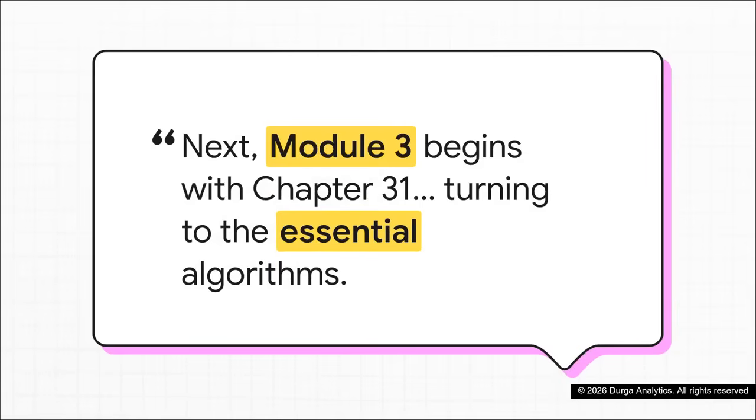We've built the engine, sure, but what happens when you feed that engine millions of disorganized records? If you can't efficiently sort and optimize your data, your beautiful traversals will just crawl to a halt. So, how do the world's fastest systems actually organize their chaos? Join me in Module 3, starting with Chapter 31 to find out.